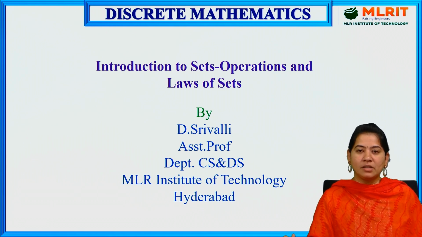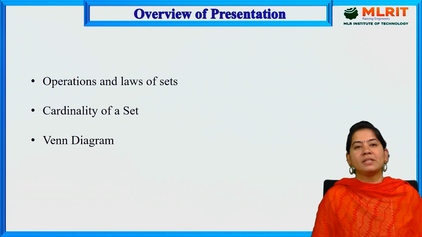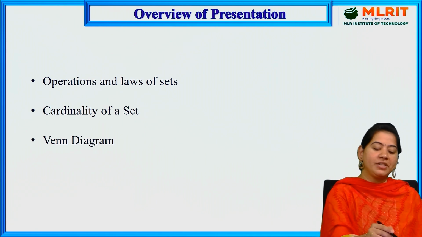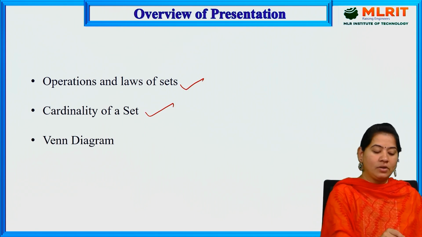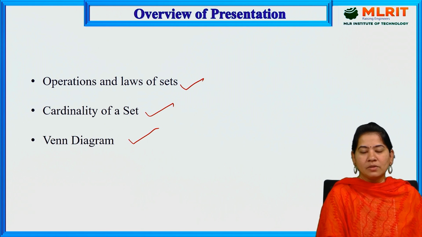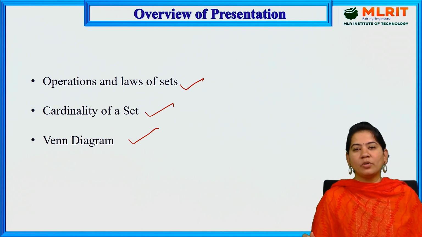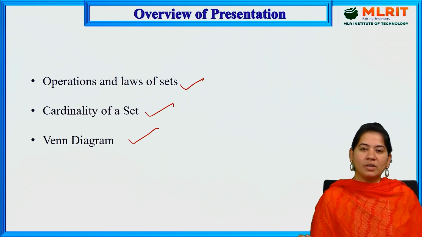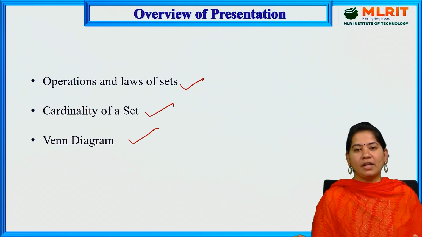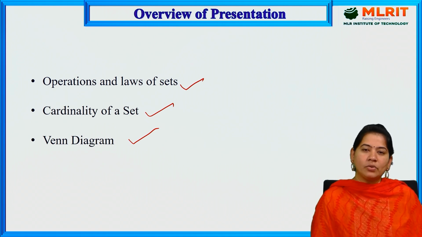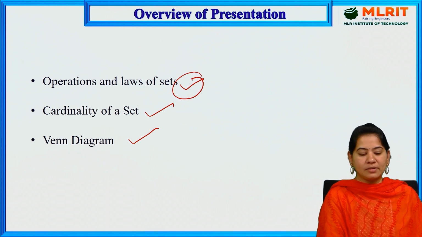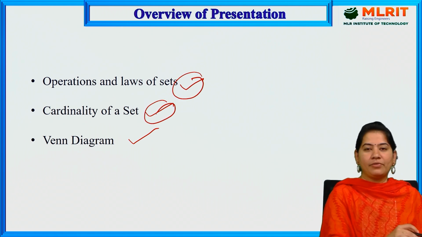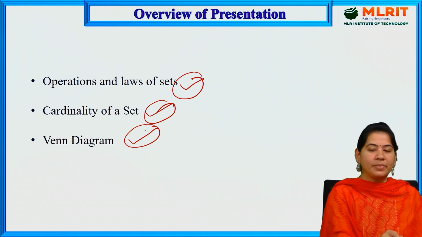So today, the overview of the presentation includes the operations and laws of sets, cardinality of a set, and also Venn diagram. In the previous session, we discussed the types of sets, how to represent the sets, and the types like finite set and infinite set. Today we are going to discuss the main operations in the laws of sets, what the cardinality of a set is, and how to represent a Venn diagram.